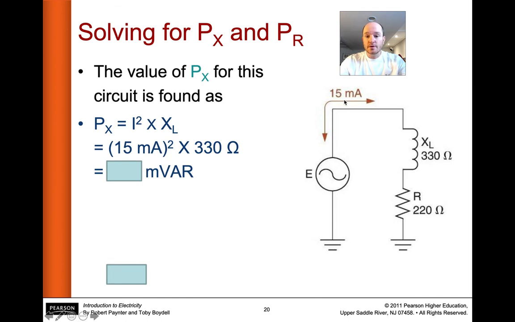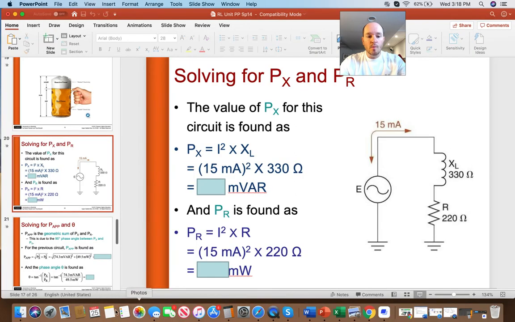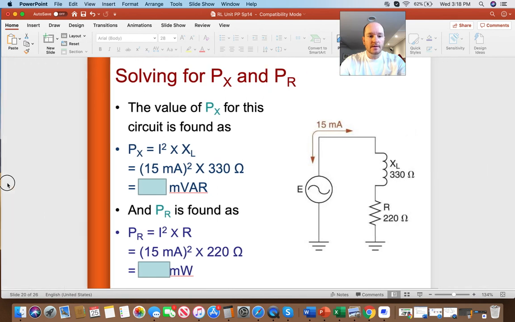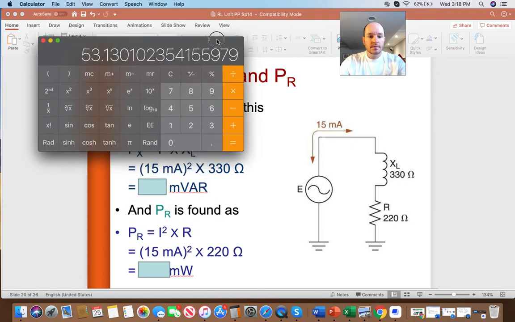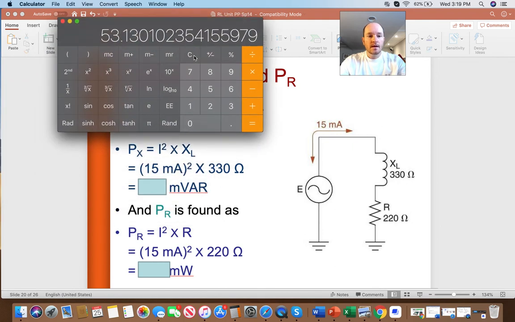Here's your voltage total. They're indicating this as 15 milliamps. So you would take 15 milliamps, 0.015 squared, multiplied by 330. Let's go ahead and take a look at what value that actually comes out to be. Move this out of the way, bring up the old calculator.